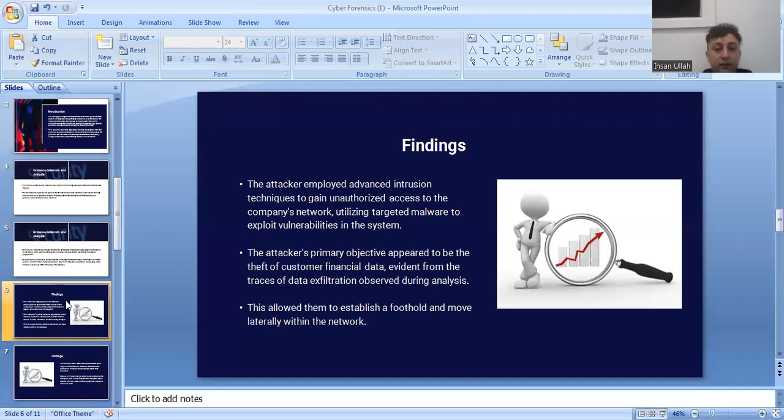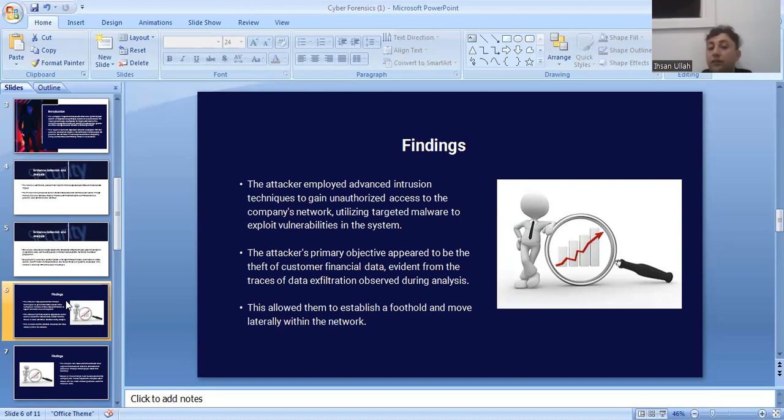Now let's go to the findings. The attacker employed advanced intrusion techniques to gain unauthorized access to the company's network, utilizing targeted malware to exploit vulnerabilities in the system. Now, what was the primary objective of the attacker? The attacker's primary objective appeared to be the theft of customer financial data, evident from the traces of data exfiltration observed during analysis.